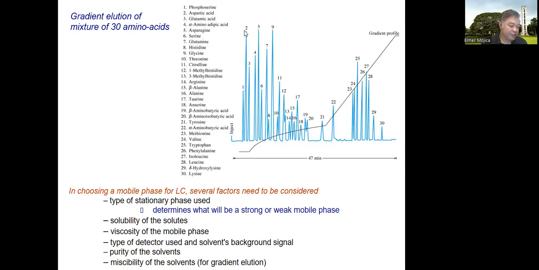It is what we call the resistance to flow. And then the type of detector that you're going to use and the solvent background signal. We're going to talk about the different detectors, although we already talked about some of them in the recorded slide. The purity of the solvents, you have to take that into consideration, and the miscibility of the solvent.